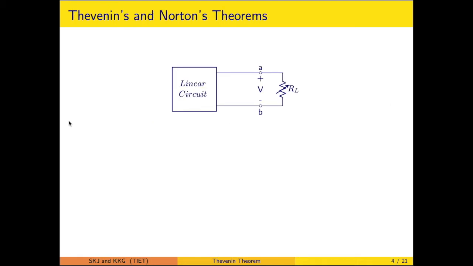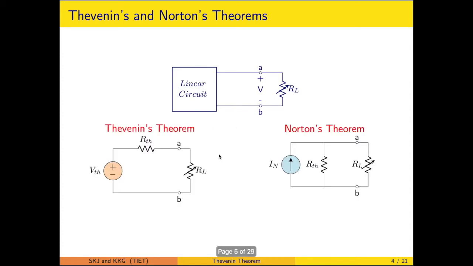This is again the same representation, where the rest of the circuit is shown as a linear circuit in a rectangular box. The load resistance is itself varying. Now the intention is to represent this linear circuit by an equivalent. In the Thevenin's theorem, this is represented by a voltage source with a series resistance. The nomenclature is VTH and RTH. VTH stands for the Thevenin voltage, RTH stands for the Thevenin resistance.